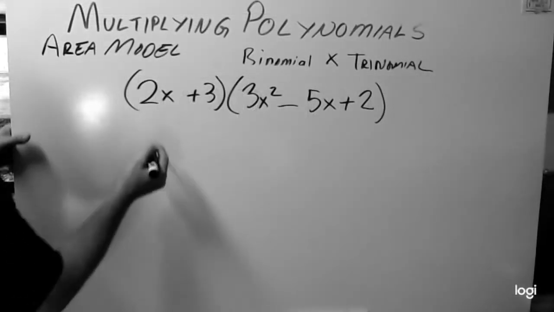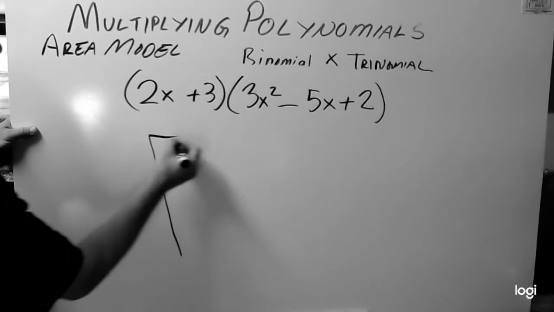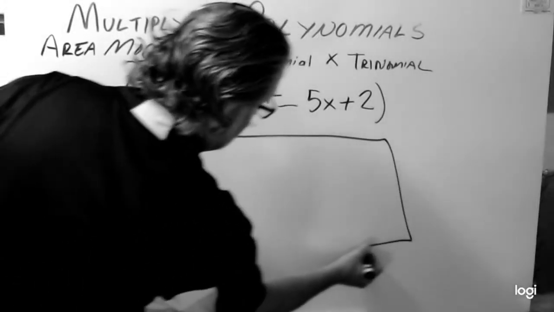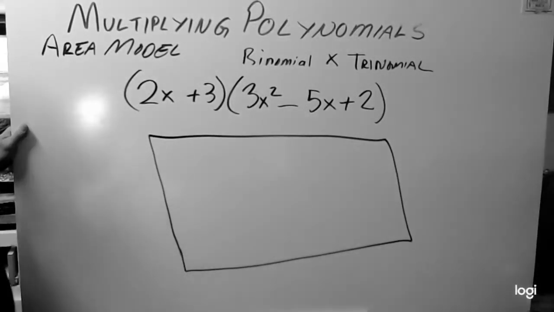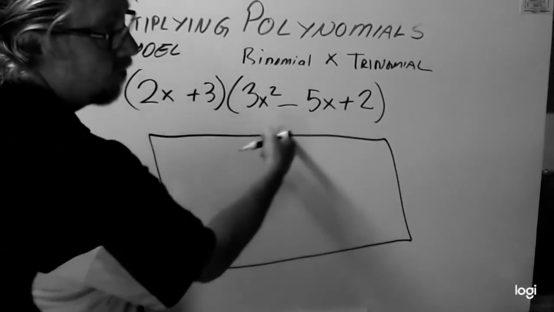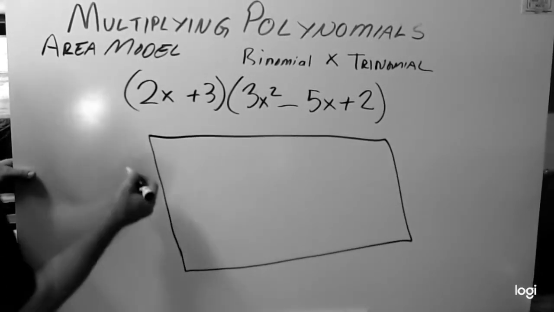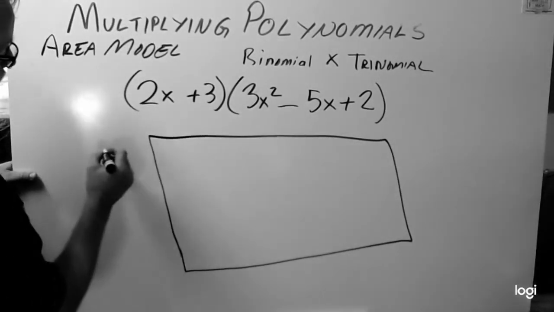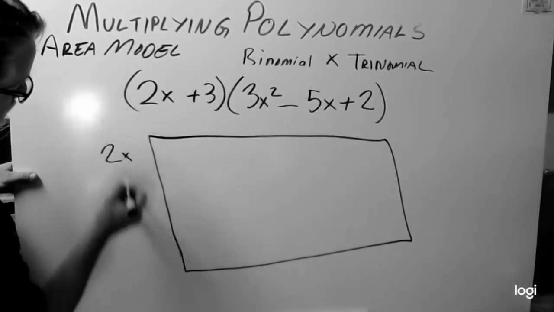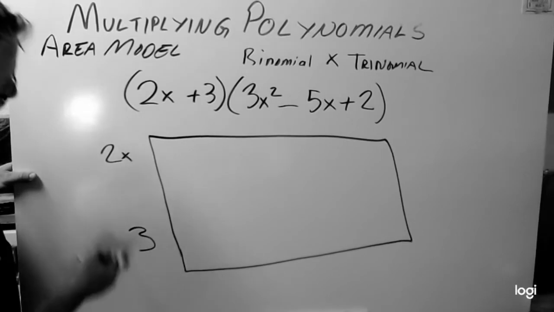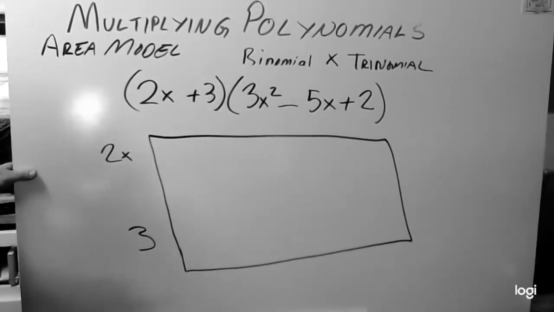Area model, same idea. We're going to draw a big, long rectangle here. I think I'm going to use the top for my trinomial and the side for my binomial. So length times width. I've got a 2x and I've got a 3. They're both positive, so I don't need to put any signs down.